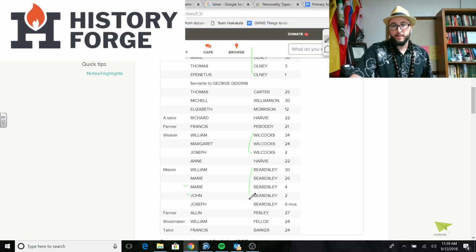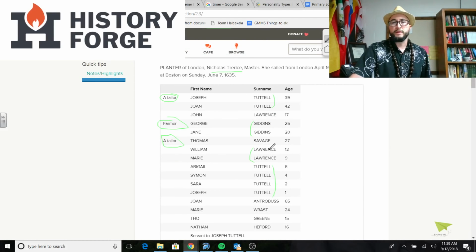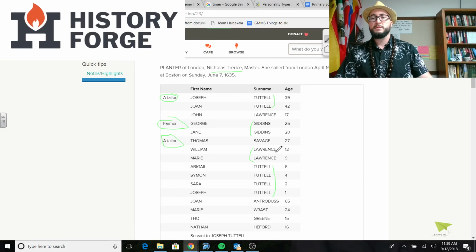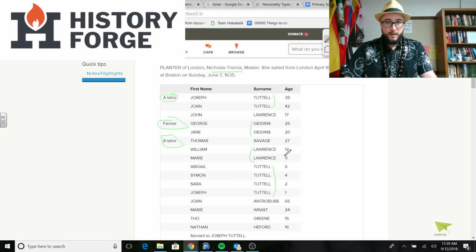So these are probably families. Probably not just families. They're also most likely mother and father and children, because notice that the Tuttles, for example, are 39 and 42 years old, and they have obviously some kids here. And the ones who don't have, I just realized now, it looks like a lot of the kids don't have their careers, but most of the other people do.